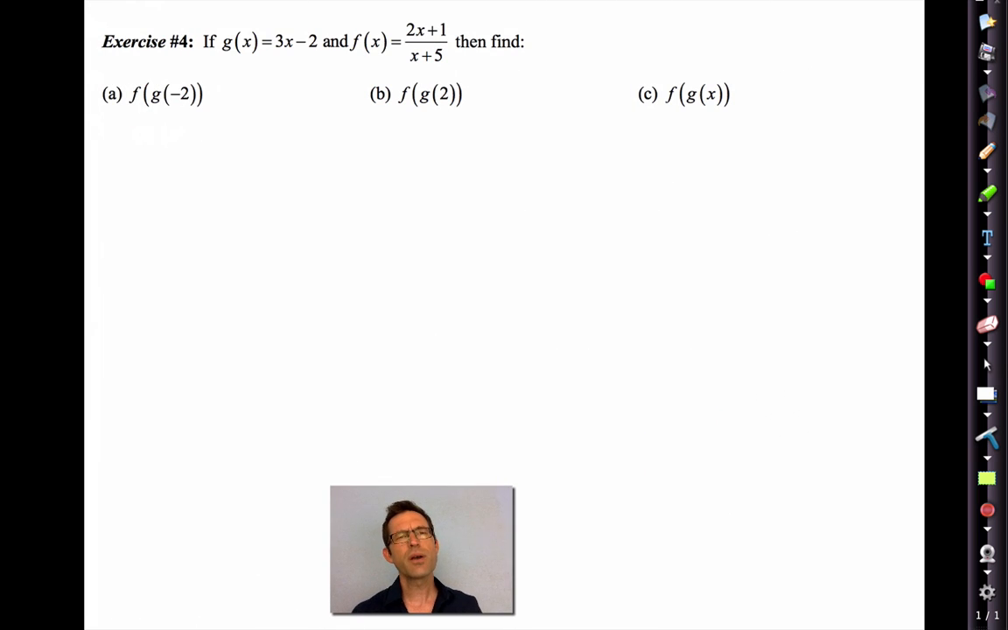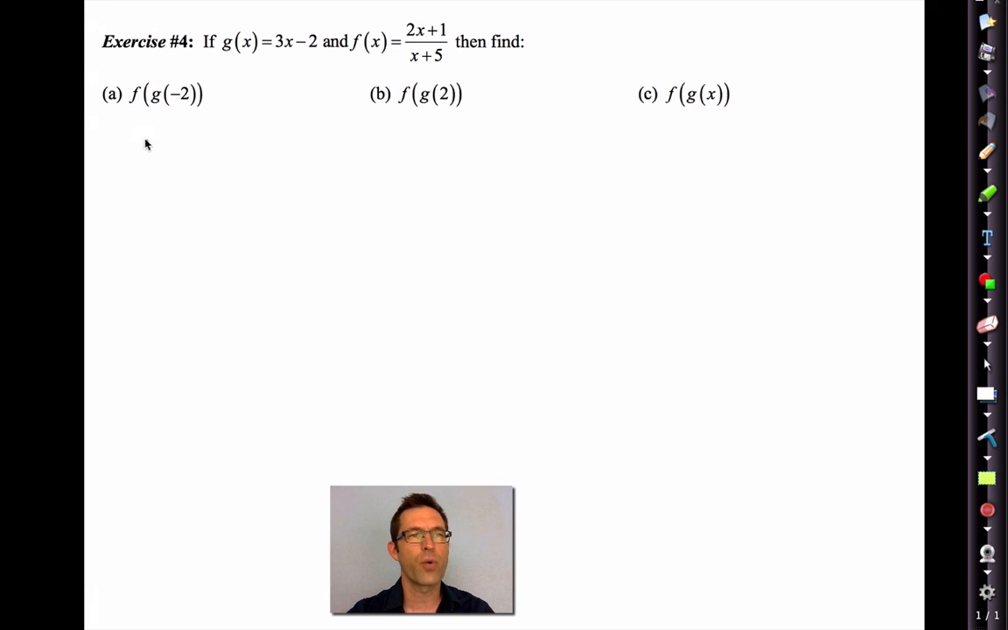All right. So exercise 4 is more of a keeping skills up to date sort of thing, right? It gives me a linear function, and then it gives me a rational function, and asks me to find all of these function compositions. All right. So let's review how to do the first one, and then have you work on the other two on your own. What does this mean, f of g of -2?